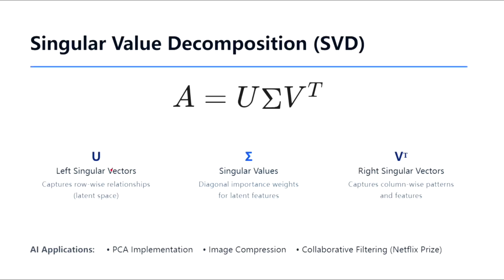Matrix U gives us the left singular vectors, which reveal relationships between rows like users in a database. Then, sigma, the diagonal matrix, contains the singular values. These act as weights, telling us which features are most important and which are just noise. Finally, V transpose provides the right singular vectors, capturing patterns across the columns. By keeping only the largest singular values in sigma, we can compress the entire matrix with minimal loss of information.